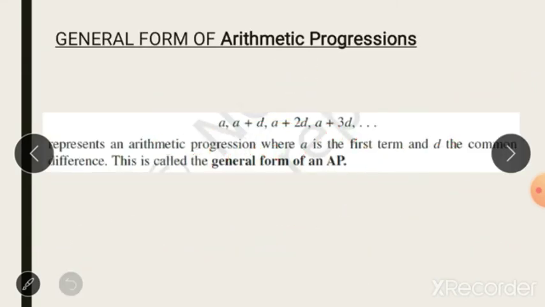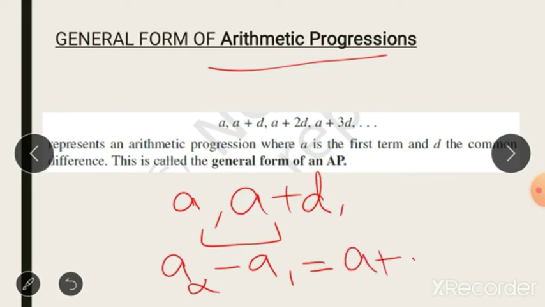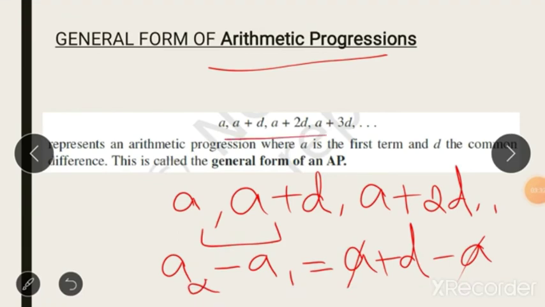Next, we learned the general form of arithmetic progression. The first term is A. For the next term I add the difference D. If I subtract, A2 minus A1 is A plus D minus A, so A gets cancelled and I get the D value, the difference. In the same way, A plus 2D, and so on. Is that clear to everyone? The general form of arithmetic progression is A, A plus D, A plus 2D, A plus 3D, and so on.